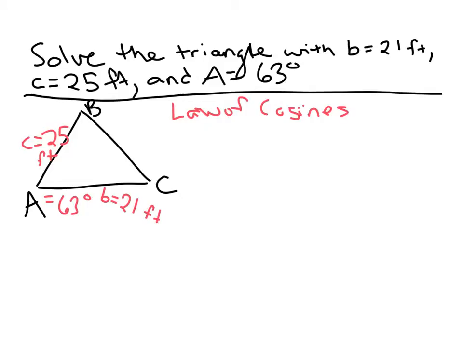And let me put it in the form that we're going to use. We know angle A, so we can use law of cosines to solve for side A using this form of the law of cosines. A squared equals B squared plus C squared minus 2 times B times C times cosine of the angle between them.